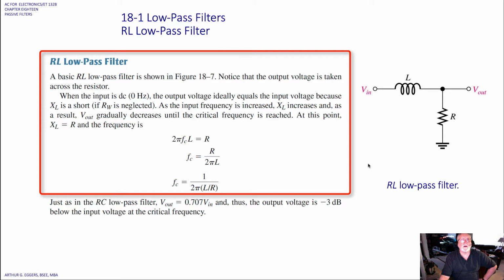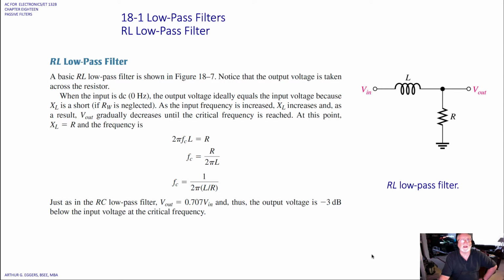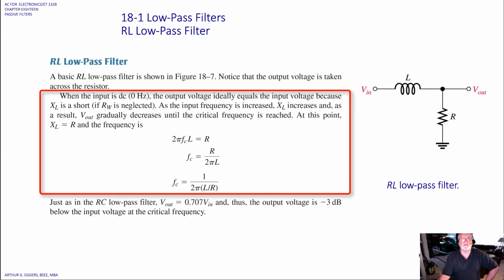So a basic RL low pass filter is shown on the right there. Notice that the output voltage again is taken across the resistor this time. You would have thought it would have been across the inductor, but no, we're going to take the output across the resistor because the characteristics are different. When the input is 0 or DC, the output voltage ideally equals the input voltage because X sub L is a short if the winding resistances are neglected. Okay, so we have to put that caveat in there.